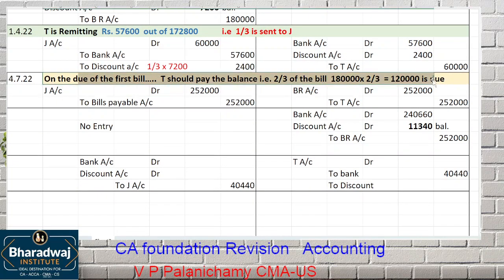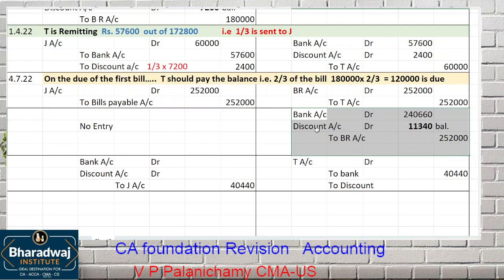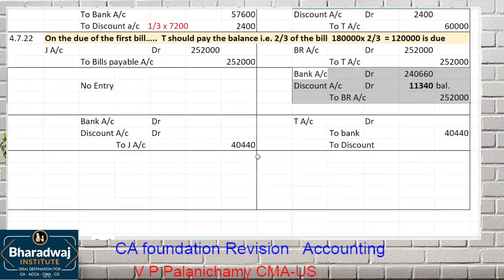2/3 na 1,20,000 நீங்க எனக்கு pay பண்ணிருக்கணும். இது pay பண்ணல. So you are drawing the bill on me. Sorry, I am drawing the bill on you. Bills Receivable to T account. You are accepting the bill. Then second bill, since I am the drawer, I will discount the bill. Bank account debtor, discount account debtor to Bills Receivable.